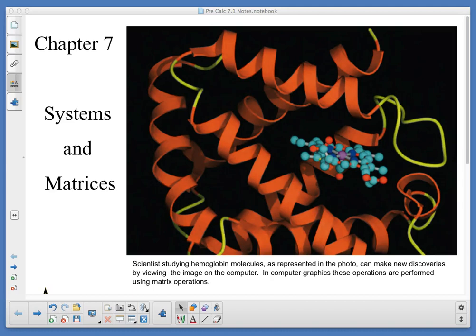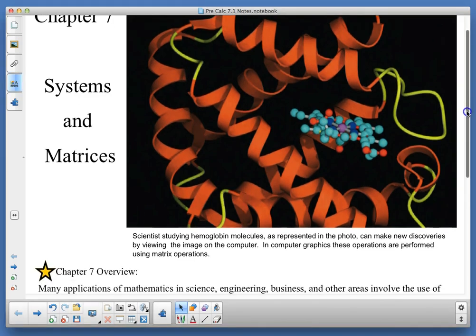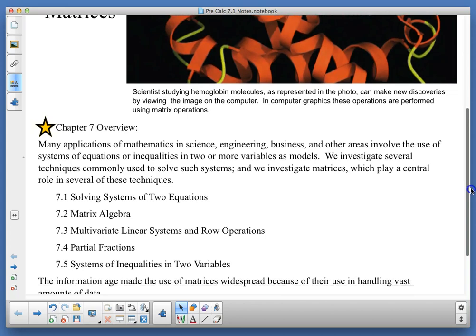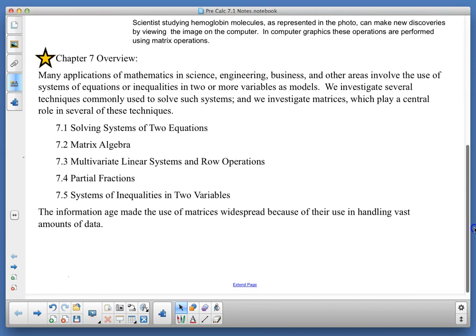Today, you guys will notice we've got Chapter 7, Systems of Matrices, PreCalc 7.1 notes. We're going to have 2 days of notes in this one, and the overview of what we're doing. Many applications of mathematics and science, engineering, business, and other areas involve the use of systems of equations or inequalities in 2 or more variables as models.